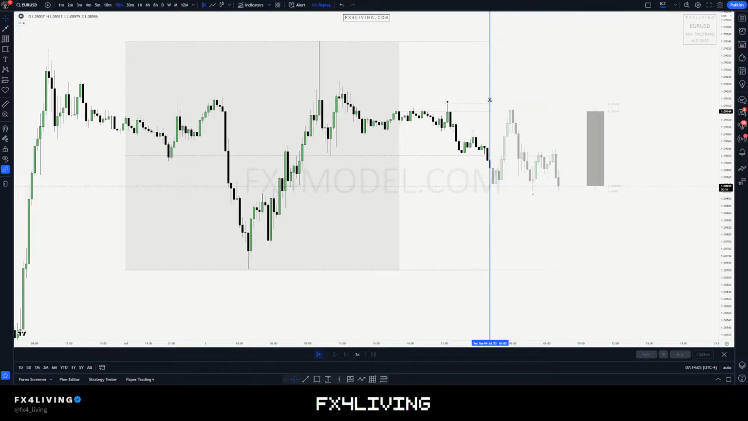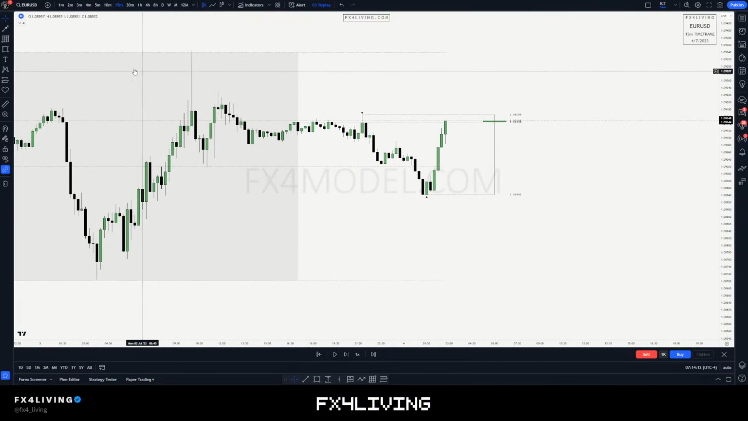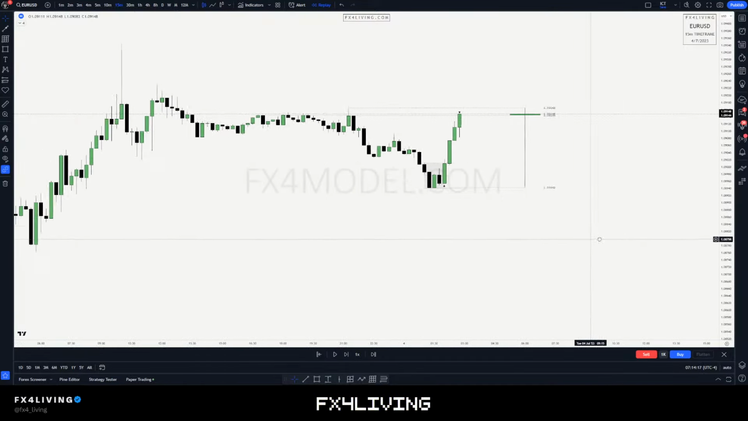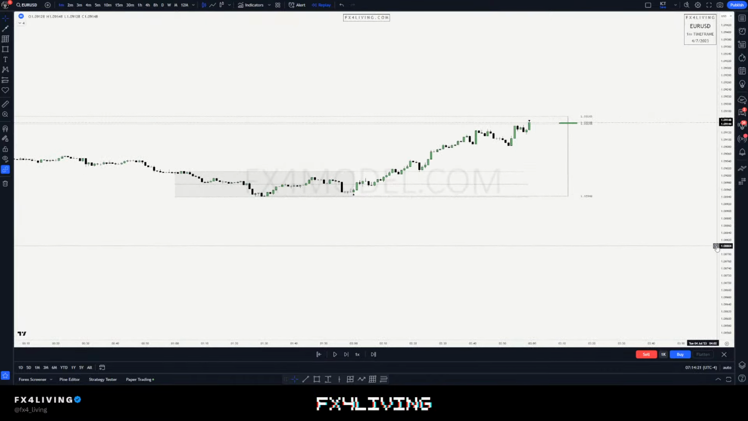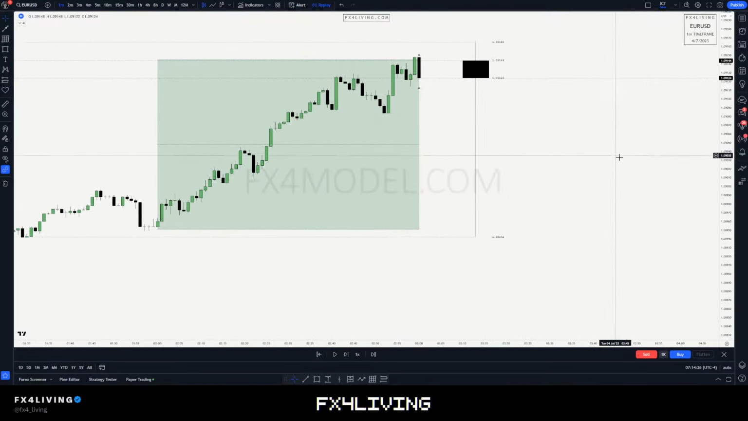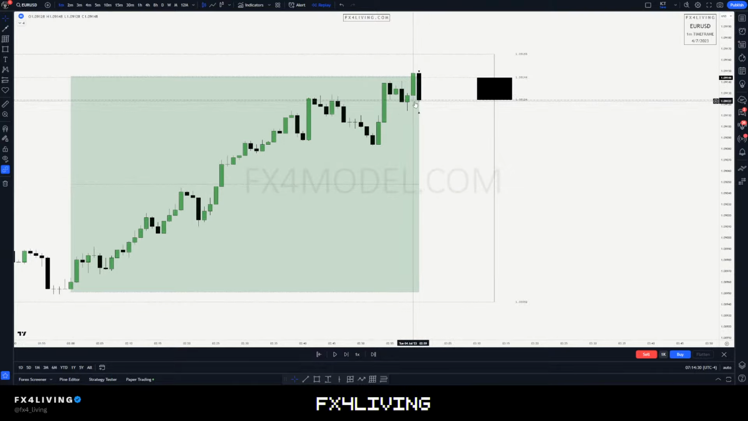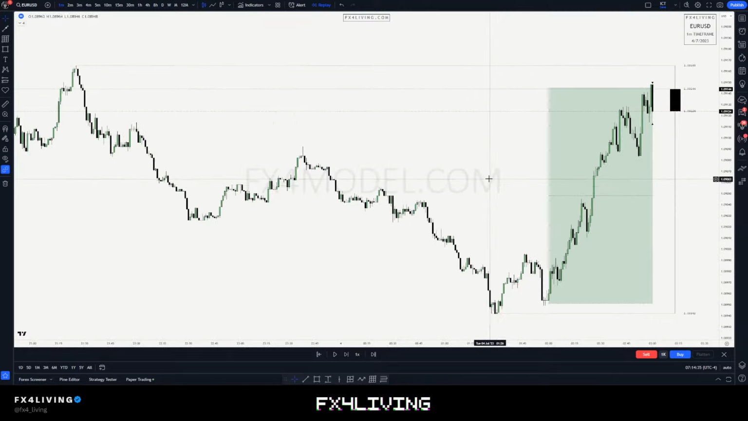So our first silver bullet's at 3 AM, right? So if I use my box for 1 hour, right? What time is it right now on this thing? Okay, so this is the new H1, right? We technically have a high of the day here, right?